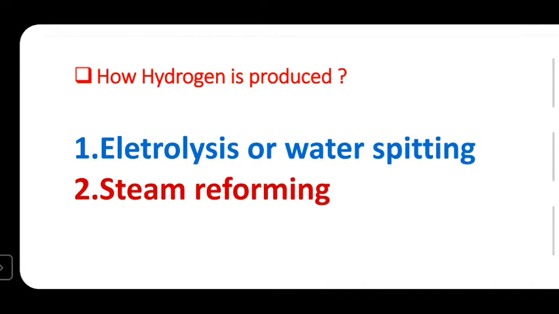Okay, all of you have written. There are two methods of producing hydrogen. One is electrolysis or water splitting. This is also called water splitting. And the second is steam reforming. Now we have to discuss how the electrolysis process takes place. There is only an introduction of steam reforming.